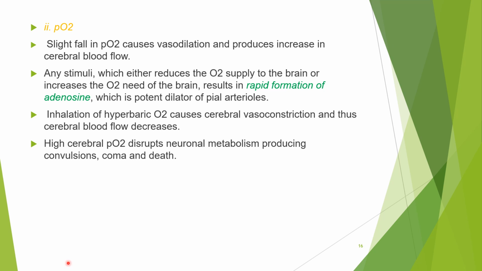Now coming to the partial pressure of carbon dioxide, how it is affecting. In the PCO2, if you increase the PCO2 by 1 mmHg above the normal range, it increases the blood flow by 3 ml per 100 grams per minute. And if you decrease the PCO2 by 1 mmHg below the normal range, it decreases the cerebral blood flow by 1.5 ml per 100 grams per minute.